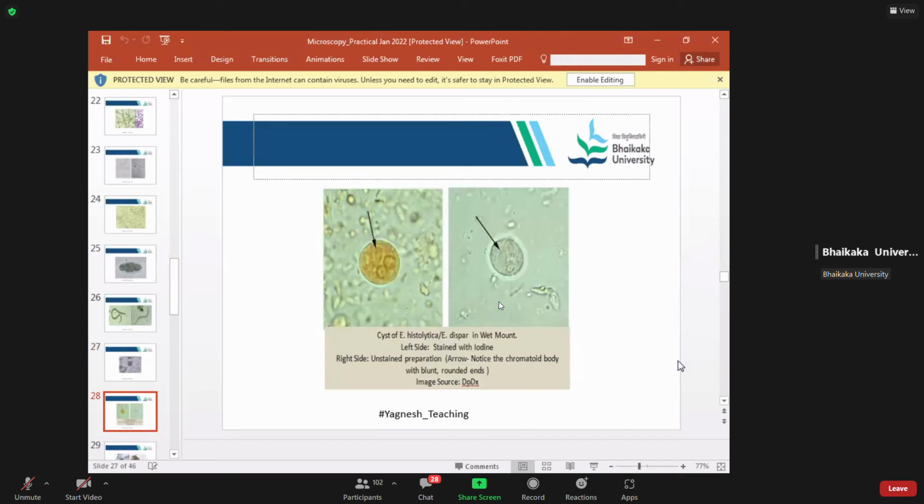Now see, these are the cysts of Entamoeba histolytica or dispar, because histolytica and dispar cysts cannot be differentiated from the wet mount examination. On the left side you see it stained with iodine, so the color of the cyst is different from the wet mount prepared with saline. Okay, so I think this is clear.